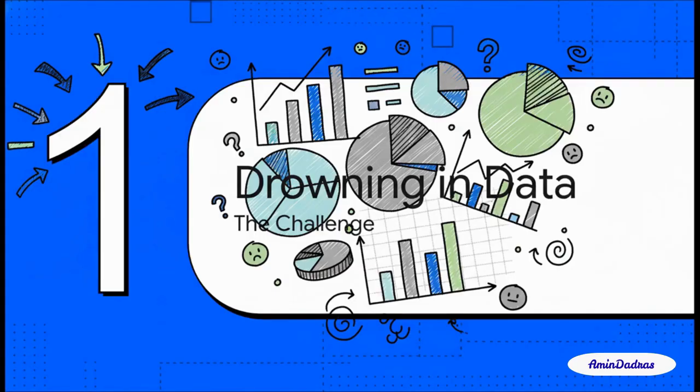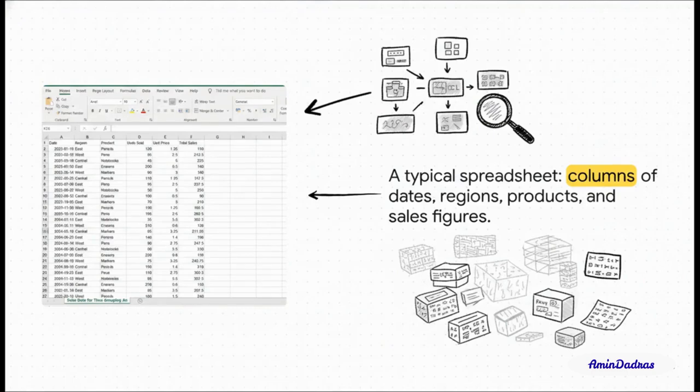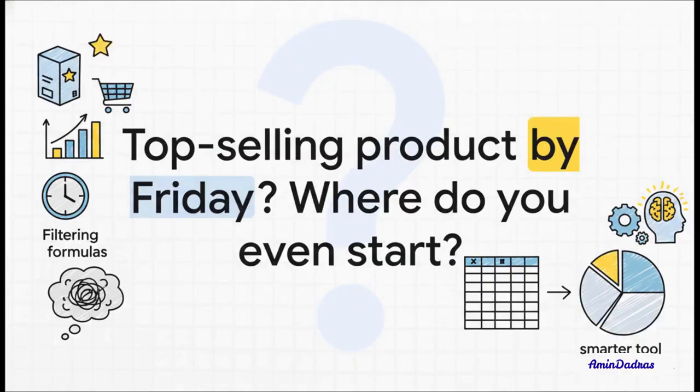Okay, so let's set the scene, right? We've all been there. You open a spreadsheet and, whoa, it's just this wall of information. Thousands of rows, dozens of columns. Where do you even begin? This probably looks super familiar, doesn't it? Row after row of dates, products, regions, sales figures. It's valuable stuff, sure, but it's also completely overwhelming. At this point, it's not really information, it's just noise. And then, you know what happens next.